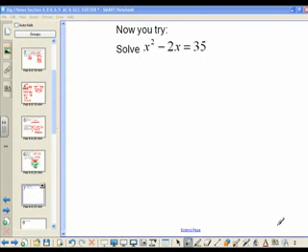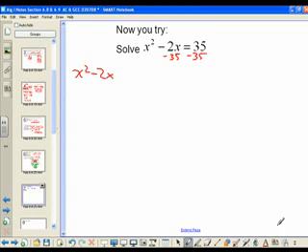Up here, first thing we are going to do is we need to move that over. We need to get it so it equals 0. So I'm going to subtract 35 from both sides. So I get x squared minus 2x minus 35 equals 0. My first step.